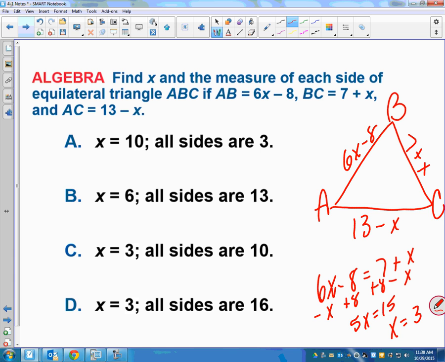So 13 minus 3 is 10. 7 plus 3 is 10. 6 times 3 minus 8 is 10. So C is the right answer. I got my homework, 18 minus 8 is 10. It's still 10, right? So, questions about that?